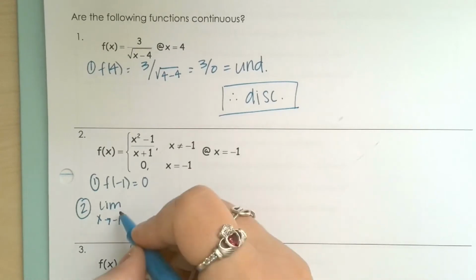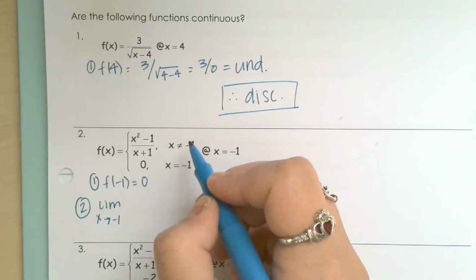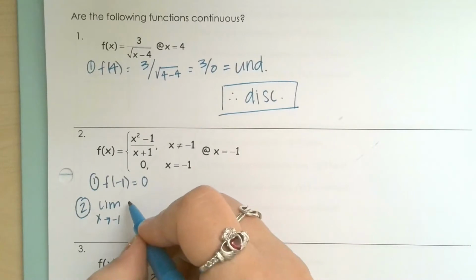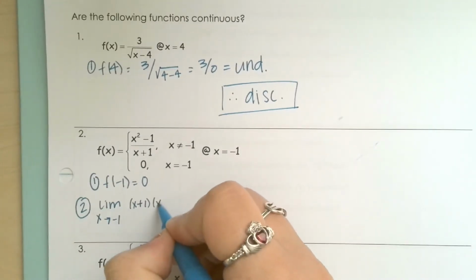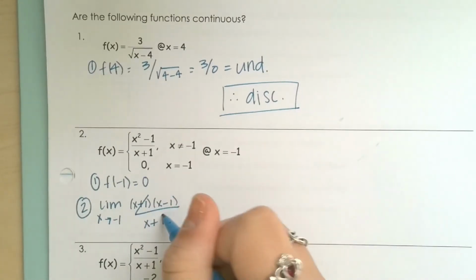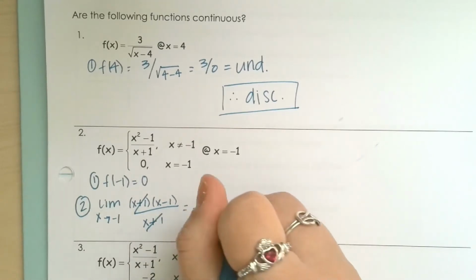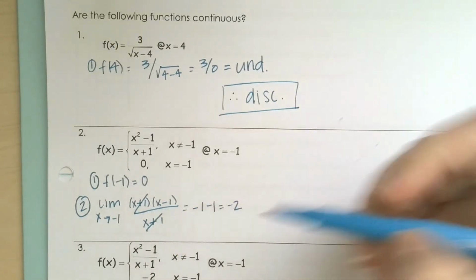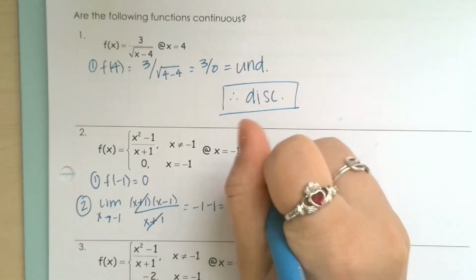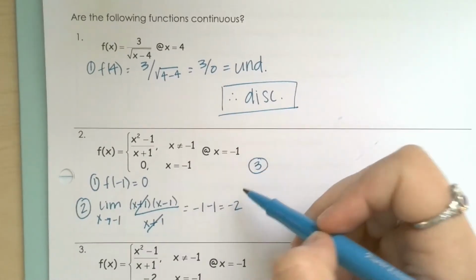Since this is the way it's set up, instead of having inequalities, we are always going to use the not equal to function. I'm going to go ahead and factor this right away. This top is going to factor as x plus 1, x minus 1. That bottom stays as x plus 1. We know we can cross things out. So now we can go ahead and substitute. Negative 1 minus 1 gives us negative 2. So function exists, limit also exists. On to the third step. We check, does our function value equal our limit? 0 does not equal negative 2.